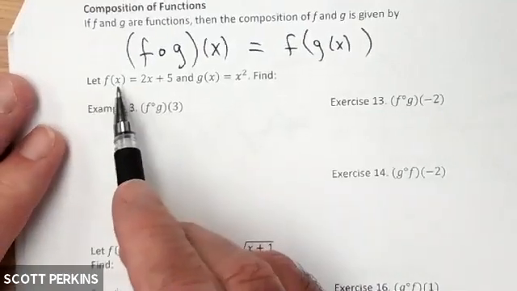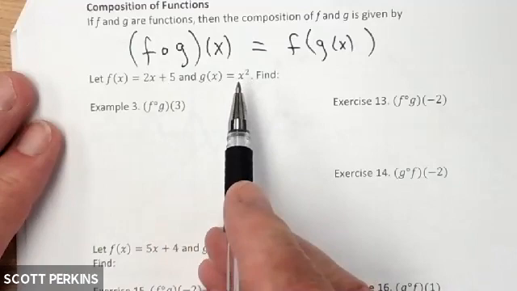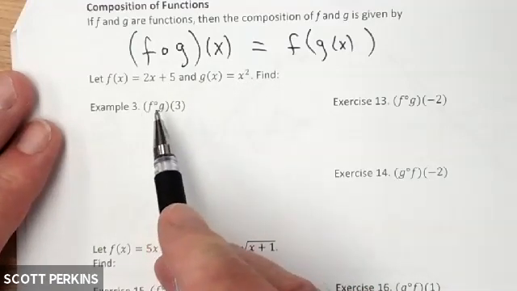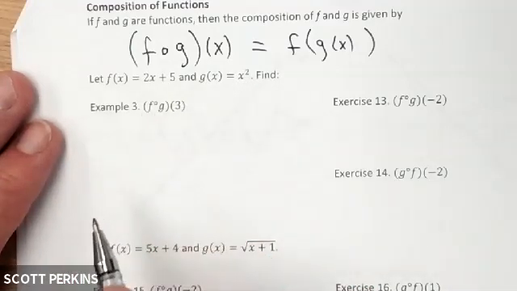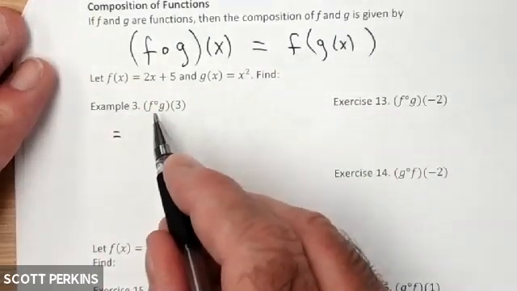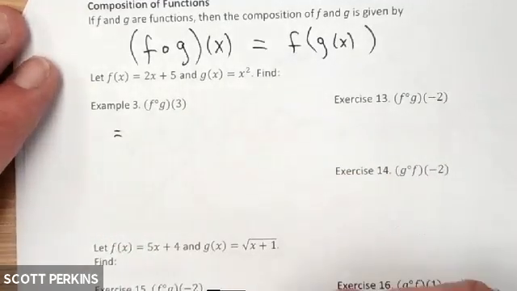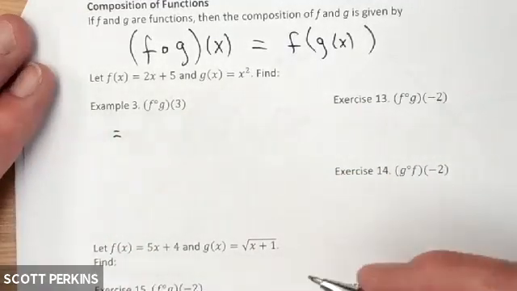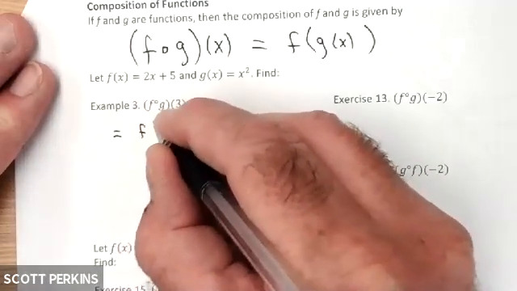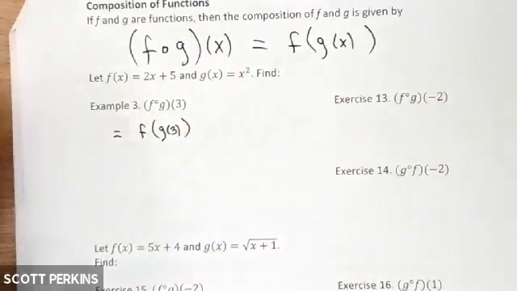My function f of x is 2x plus 5. My function g of x is x squared. And I want to know, what is f composed with g of 3? So first thing I'm going to do, because the composed with symbolism doesn't really do much for me, I'm going to immediately change the symbolism to function notation. I'm going to say this is f, and I'm composing it with g of 3. I'm plugging g of 3 into it.